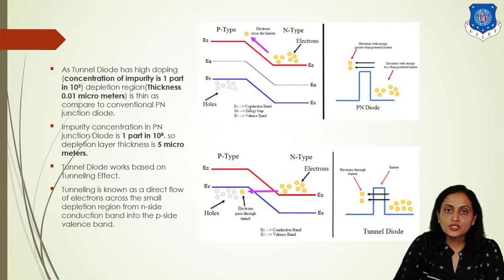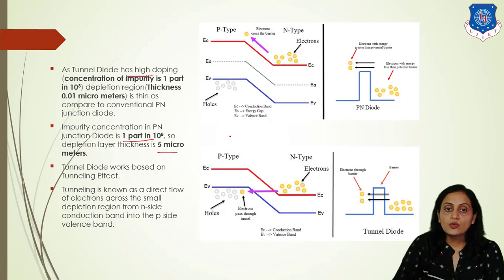Now we will see the function of the tunnel diode. As the tunnel diode has a high doping concentration, the concentration of impurity in the tunnel diode is 1 part in 10⁵. The depletion region thickness is 0.01 micrometer, which is quite thin as compared to the conventional PN junction diode. Whereas in the conventional PN junction diode, the impurity concentration is 1 part in 10⁸, so the depletion region thickness is more, that is 5 micrometer.